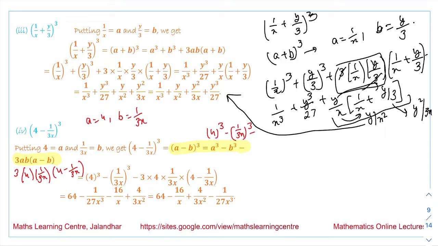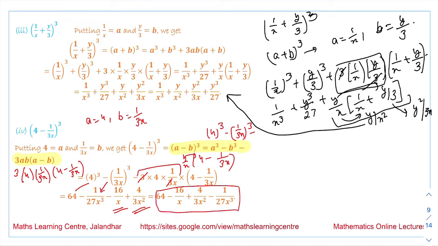Now when you multiply these terms, 4 cube is 64, (1 by 3x) cube is 1 by 27x cube. When you multiply these terms, 3 and 3 get cancelled, and you are left with 4 by x into (4 - 1/(3x)). You multiply these terms inside: it is 16 over x, plus the next term will be 4 by 3x square. So we are getting the terms in this form.